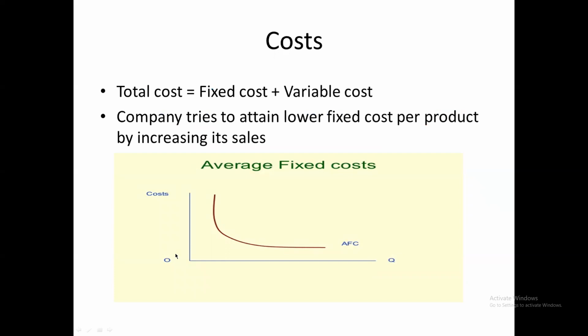Then comes cost. To set a price, the first thing we have to consider is the cost, the production cost. What is the total production cost of our product? The total cost will sum up the fixed cost and variable cost. Companies try to attain lower fixed cost per product by increasing sales. When the sale is in a very vast amount, the cost per product will be lowered, and every company tries to do this.